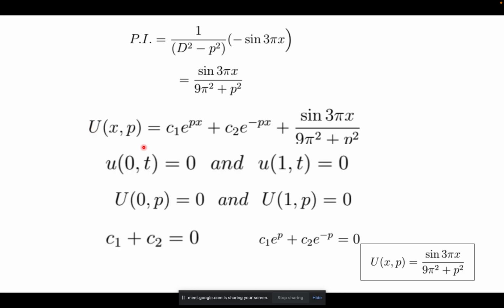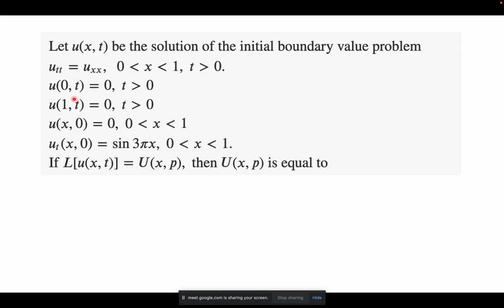So now the complete solution of this non-homogeneous differential equation can be written as the complementary function plus the particular integral. The complementary function is c1 times e power px plus c2 times e power minus px, plus the particular integral, which is sine 3 pi x upon 9 pi square plus p square. Now the only problem remaining is to calculate the values of c1 and c2, and that is very easy to solve, because you are given two additional boundary conditions. These two boundary conditions you have used, but you have not used these ones. You are given u0 of t is equal to 0 and u1 of t is equal to 0.